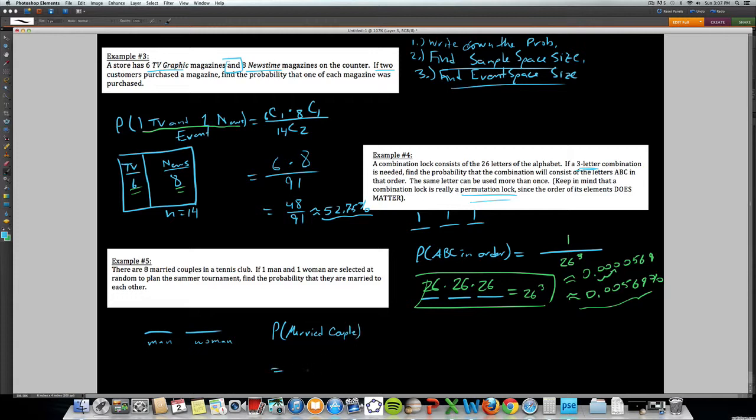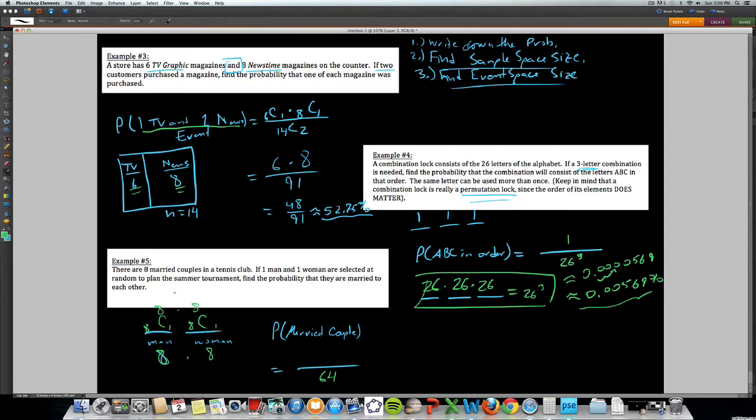The number of possible ways to do this is our sample space size. How many different ways exist to choose a man and a woman in the first place? We have eight total married couples. So of the 8 men, we want to choose 1 man, and of the 8 women, we want to choose 1 woman. There are eight ways to choose a man and 8 ways to choose a woman. So there are 64 different ways to choose a man and woman pairing for the tennis club.